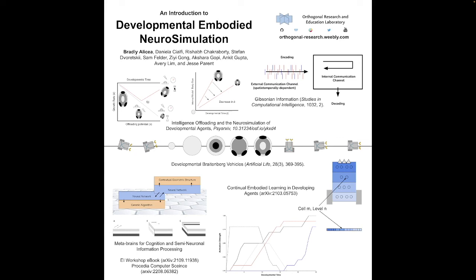We can look at the size of the nervous system and then say what's not encoded in the nervous system can be encoded in the environment. And so from this we can derive rules for deciding what's going to be in the nervous system and what's going to be encoded out in the environment. So that's our work on intelligence offloading.